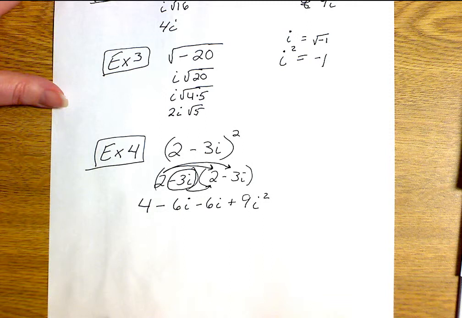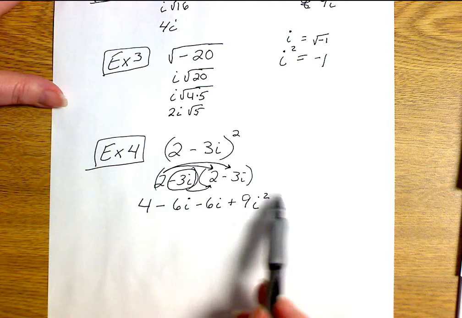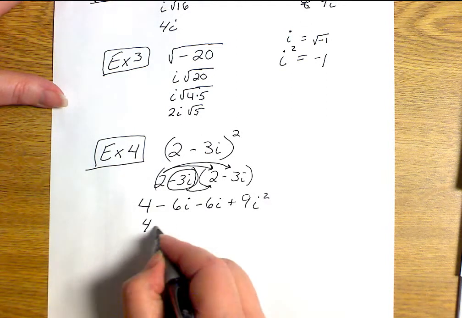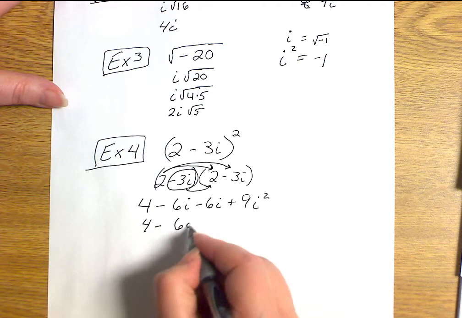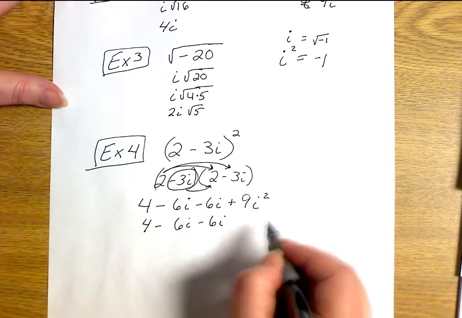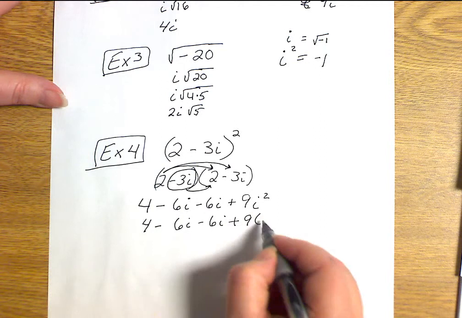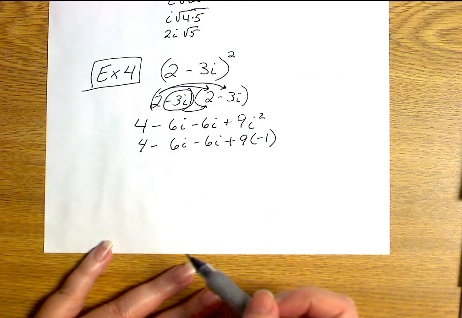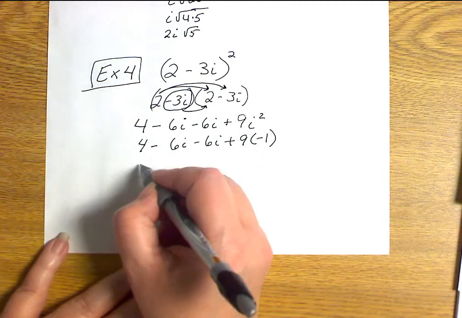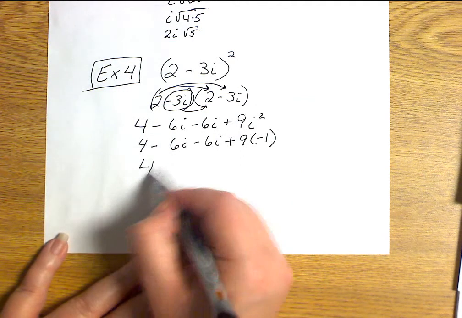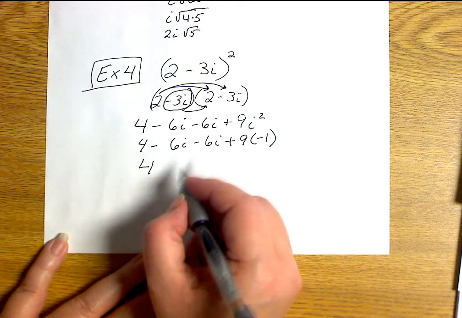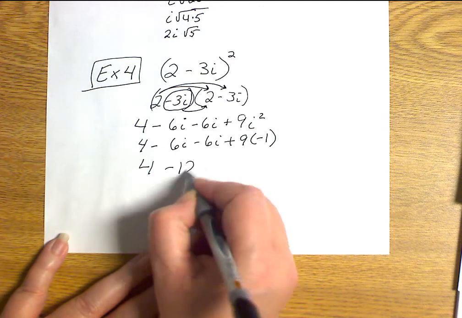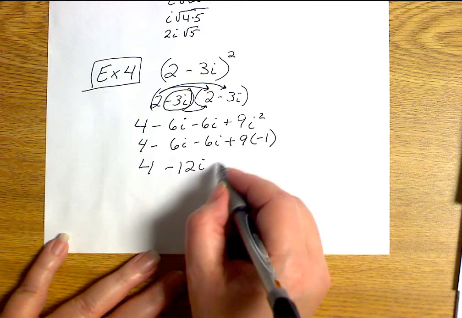We must remember something that we just learned. What is i squared? Negative 1. So we have 4 minus 6i, then minus 6i again, plus 9 times negative 1. I'm trying to show you all the steps so you know where I'm getting things from. So we have 4, negative 6i, and another negative 6i gives me negative 12i. And 9 times negative 1 is negative 9.